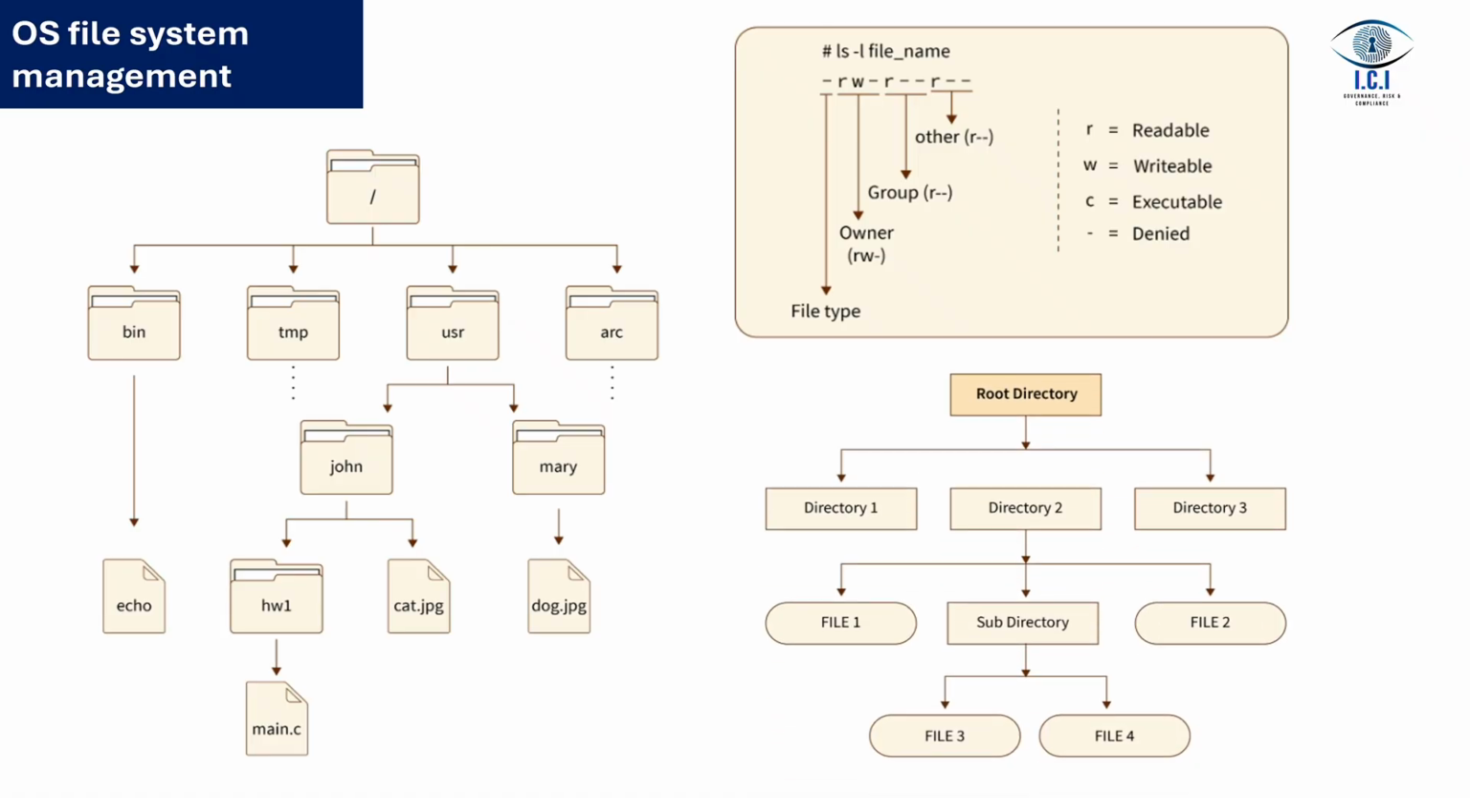So in summary, we have just more of an illustration. We have a root directory, directory one, directory two, and directory three, which are like the subdirectories of the root directory. In directory two, we have file one, and we also have a subdirectory and file 2. In this subdirectory, we have file 3 and file 4. So this is just a simple way of representing our file system management.